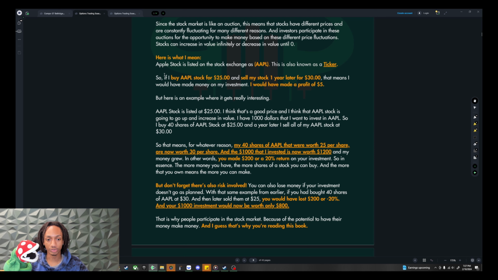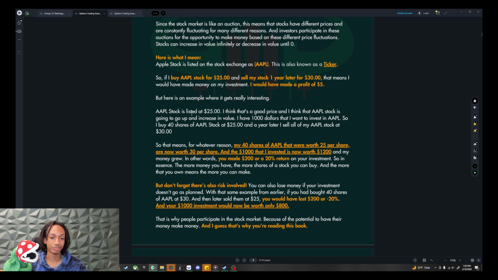Say I buy Apple stock for $25, and then I sell my stock one year later for $30. I would have made a profit of $5, and that's the whole premise of the stock market. You want to buy something with the potential that it's going to increase in value. And for people to really make money trading or investing in stocks, that's why you want to have as much as possible.